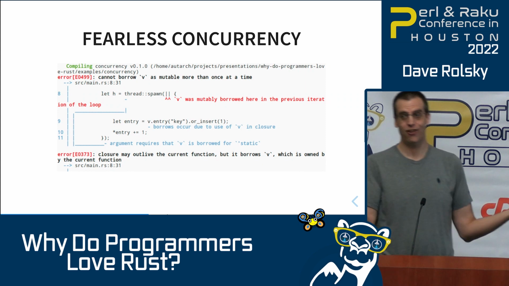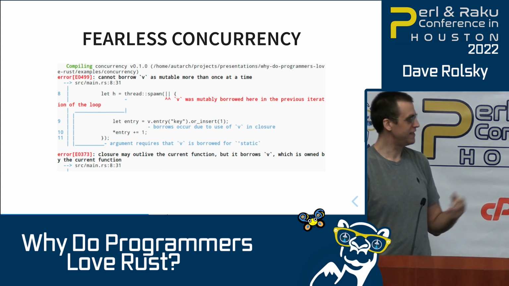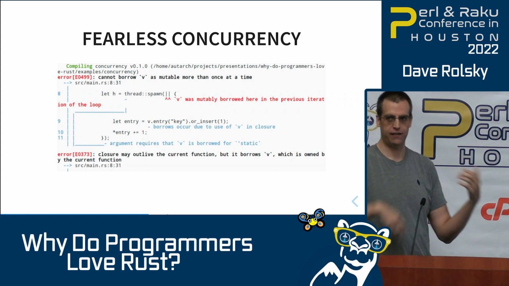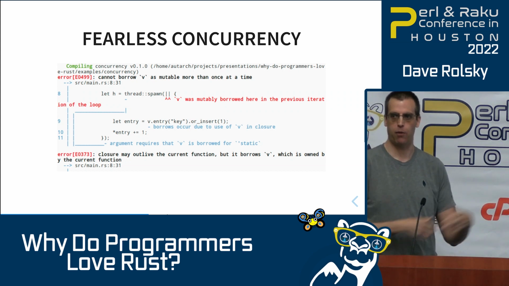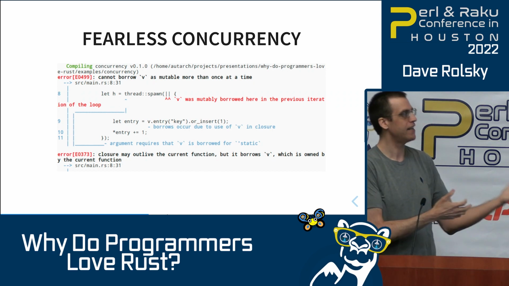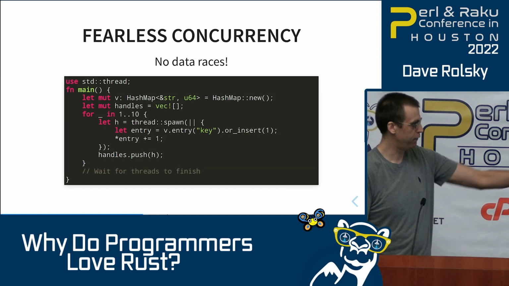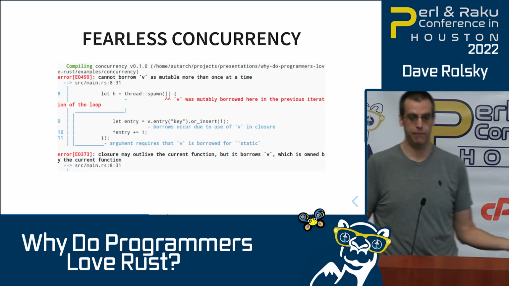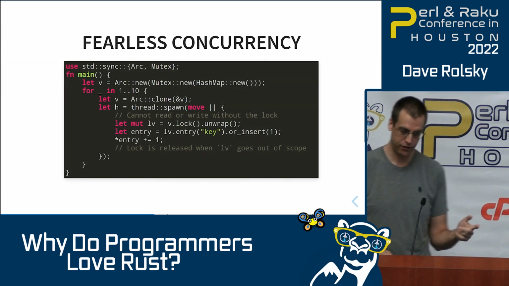But this code doesn't actually compile. It says, cannot borrow v as mutable more than once at a time. v was mutably borrowed in the previous iteration. So basically, when I made the first thread, I borrowed v mutably, and I can't borrow it again. And v, for reference, is the initial hash map that I made. So Rust just doesn't let me do it. So how can I do this?